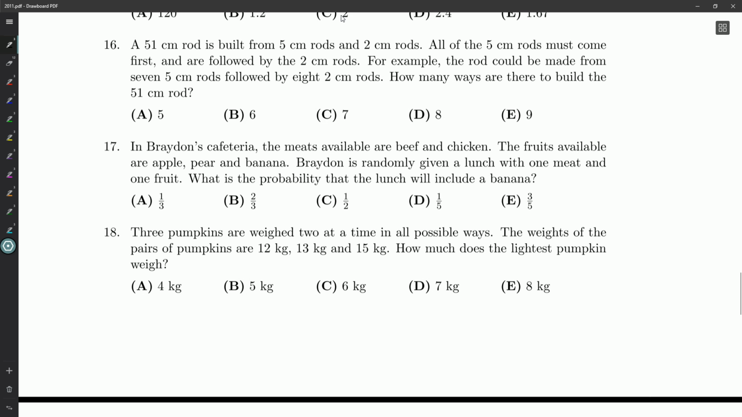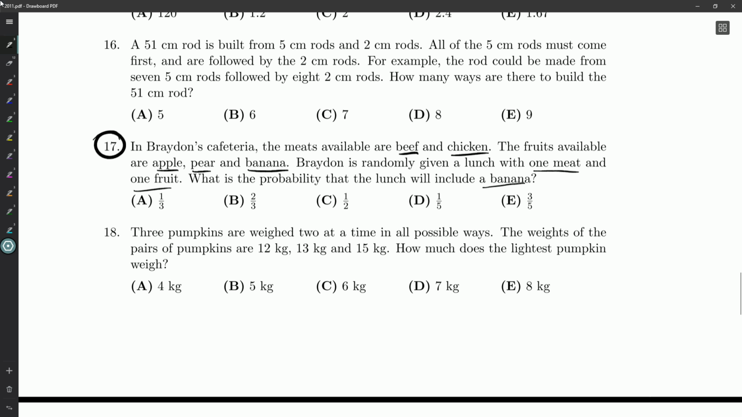We're on question number 17 now from our 2011 Gauss paper. In Braden's cafeteria, the meats available are beef and chicken. The fruits available are apple, pear, and banana. Braden is randomly given a lunch with one meat and one fruit. What is the probability that the lunch will include a banana?